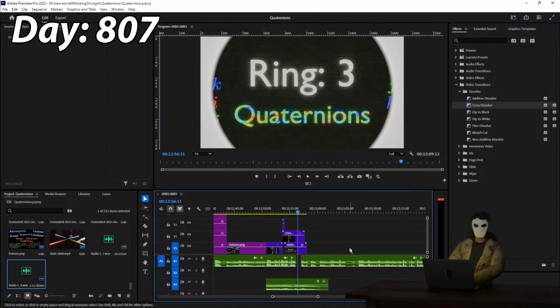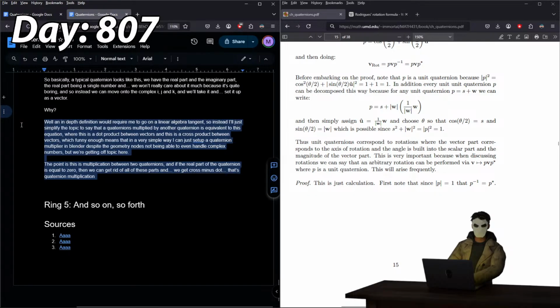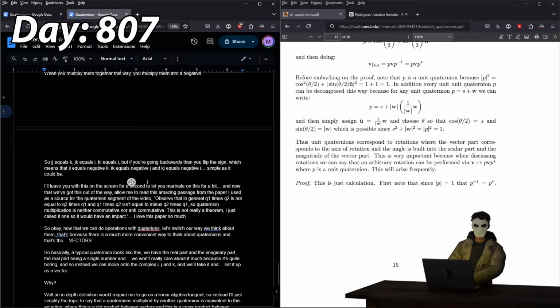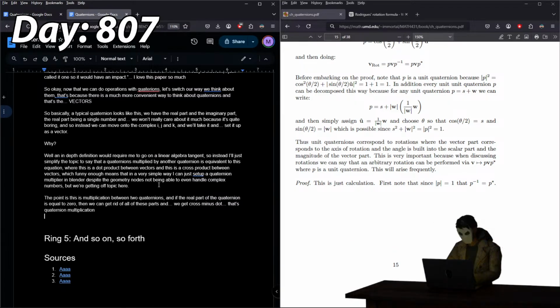Are the animations all finished? Goodness, no. The script isn't even finished. We're so way off. You know what? We should probably start the script. So basically, this is the script for the treating quaternions as vectors portion of the video, which I need to finish. I need to finish this.